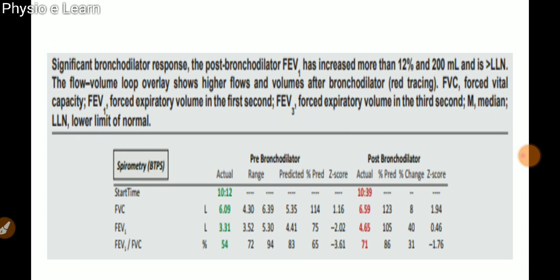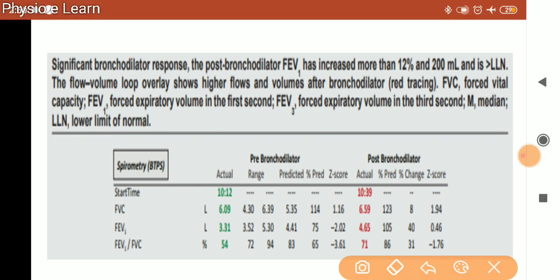Now one more thing is the bronchodilator reversibility test. This is performed when they want to rule out or diagnose bronchial asthma. So what you can see over here is FVC percent predicted 114, so FVC is normal. Then FEV1 is 75%, so it is reduced. FEV1 by FVC ratio is 65%, so it is also reduced.